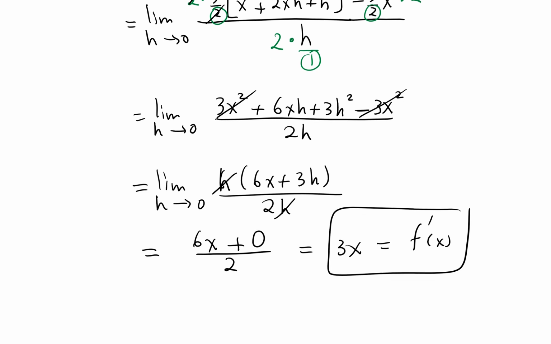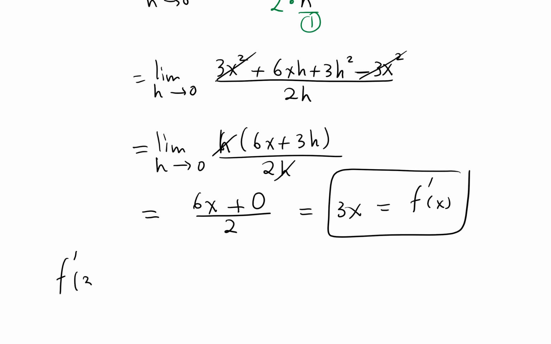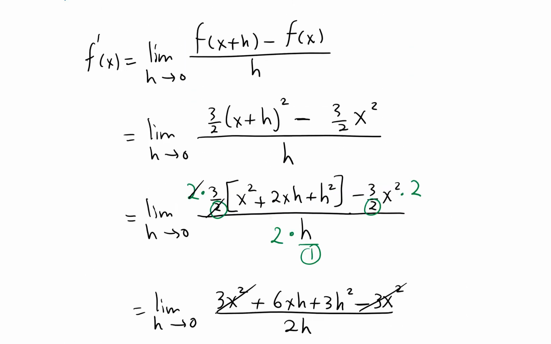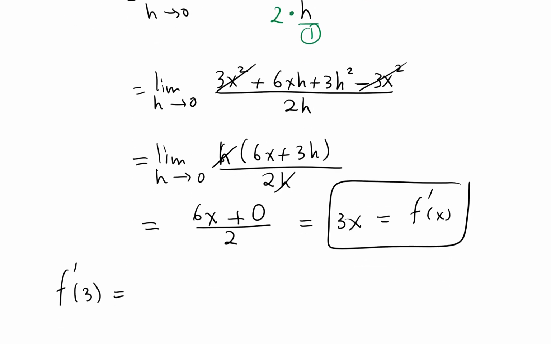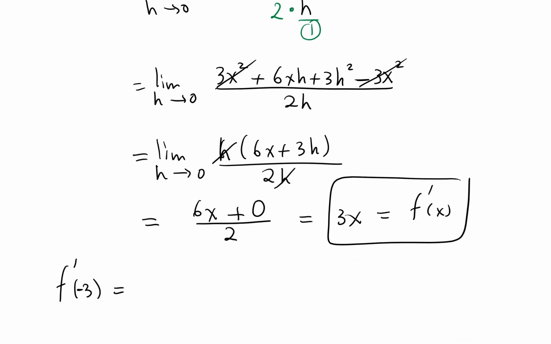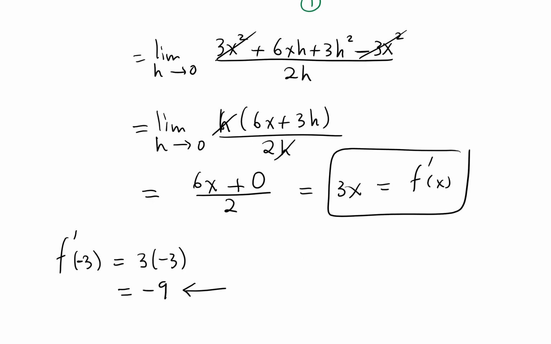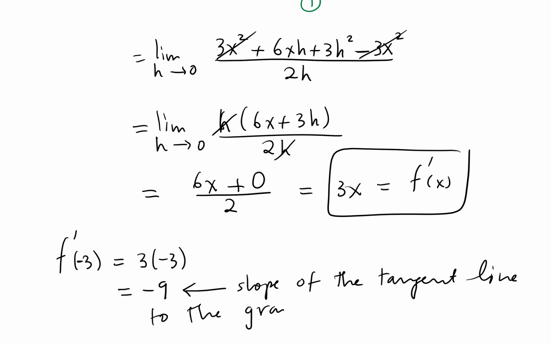The other part of the problem is asking us to find f prime at, was it, negative 3. So all we have to do is replace x in the 3x with negative 3. So that's negative 9. This number we got is really the slope of the tangent line to the graph of f(x) at x equals negative 3.